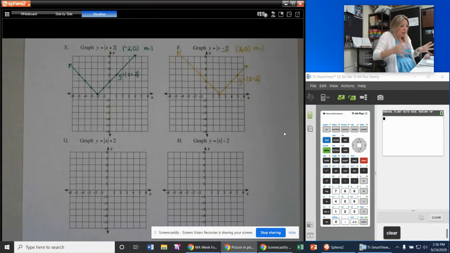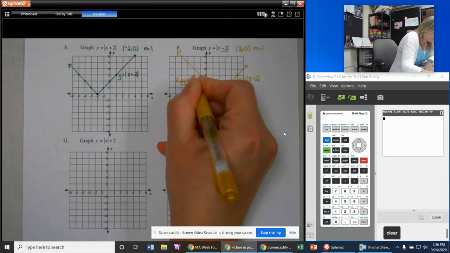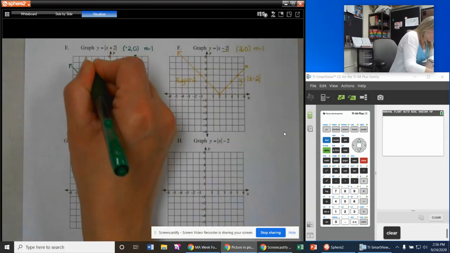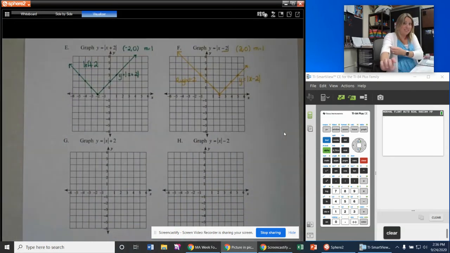That was moving left and right. Oh, wait, let me write that down. This moved right 2 from the vertex. We were left 2 from the vertex over here, right? Right, left? Get it?